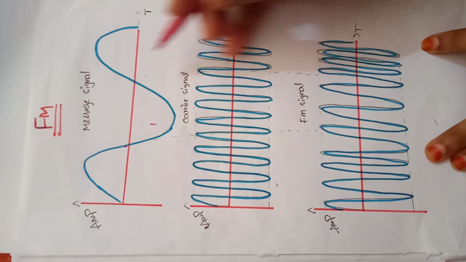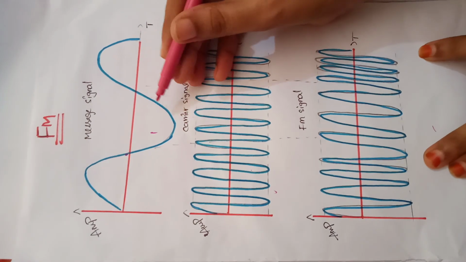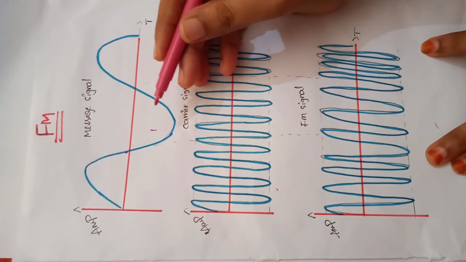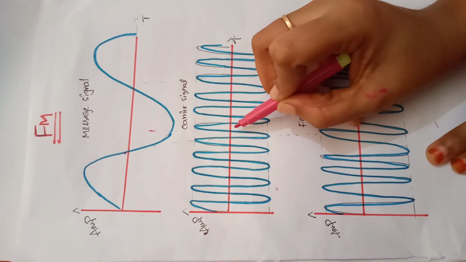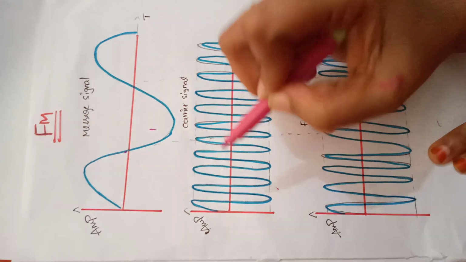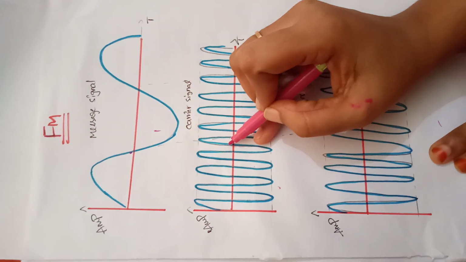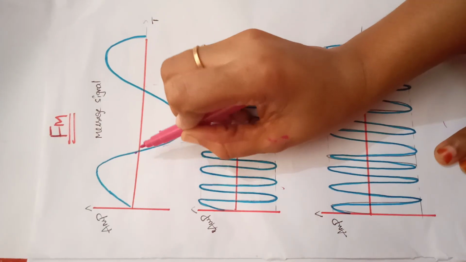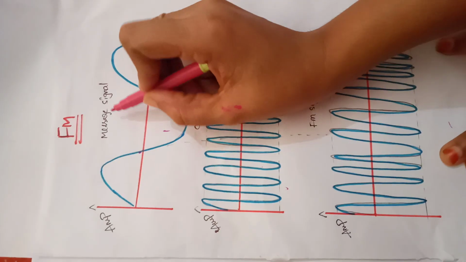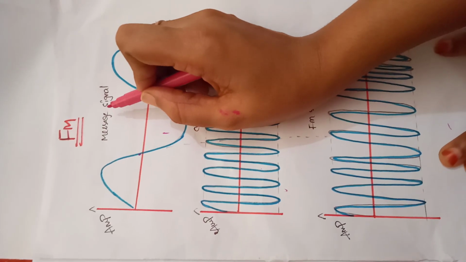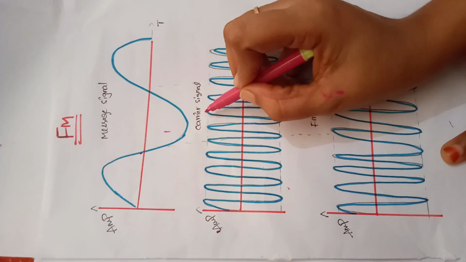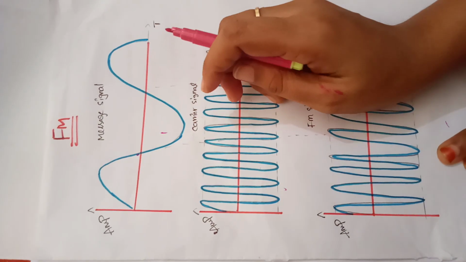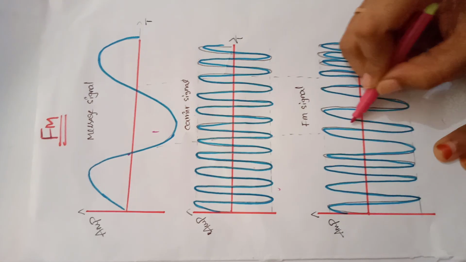The figure shows the frequency modulation waveforms. In frequency modulation, the frequency of the carrier signal is varied, whereas the amplitude of the carrier signal remains constant. The first figure shows the message signal. It contains the information only. The second signal is the carrier signal. It contains no information.